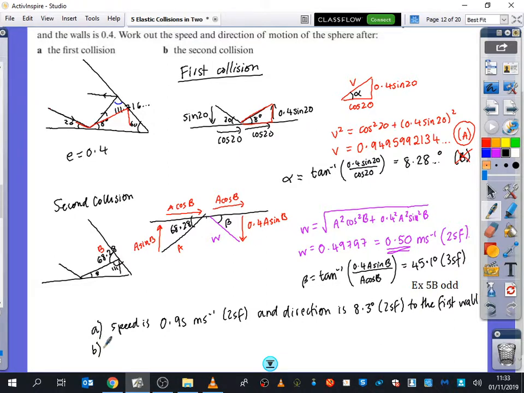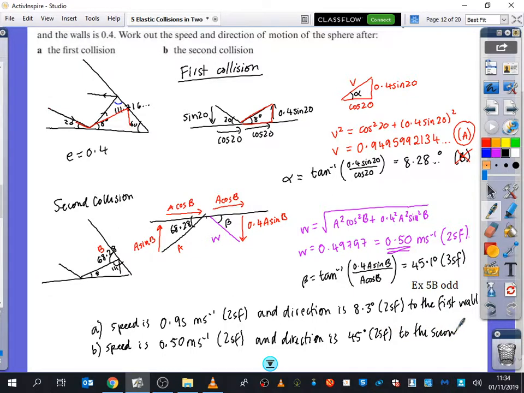And then part B, the speed is 0.50 meters per second to 2 significant figures. And the direction is 45.1 degrees. Or let's just do it to 2 significant figures so that everything is the same. 45 degrees, 2 significant figures, to the second wall. And we could say, towards the walls' intersection.